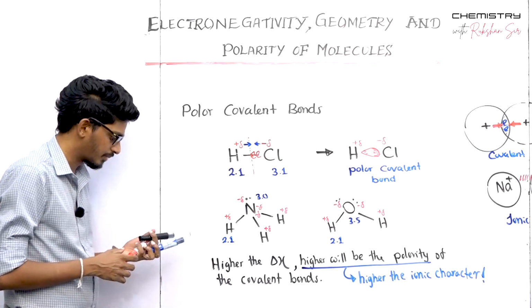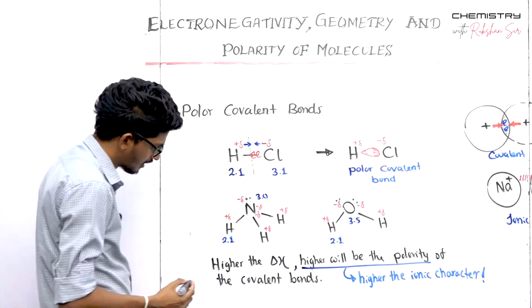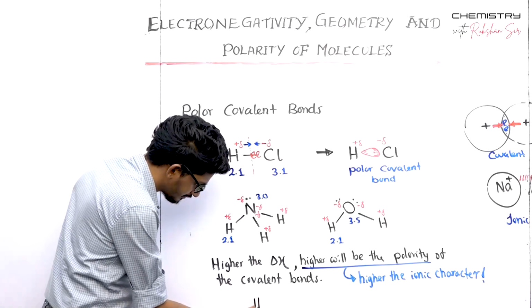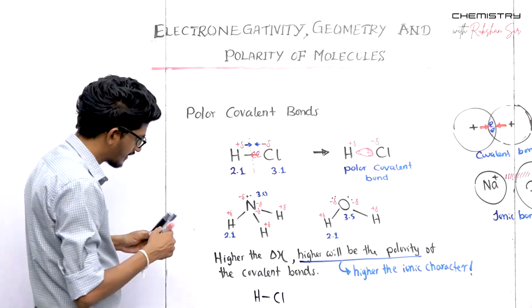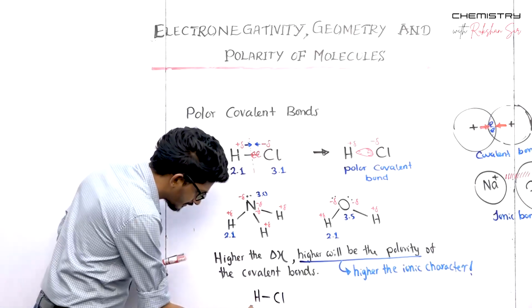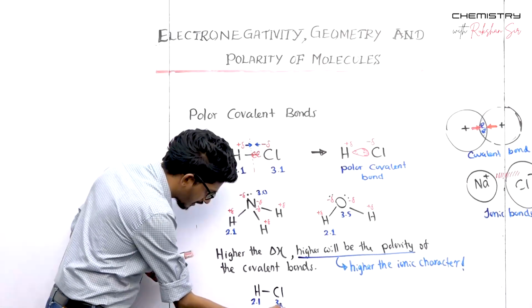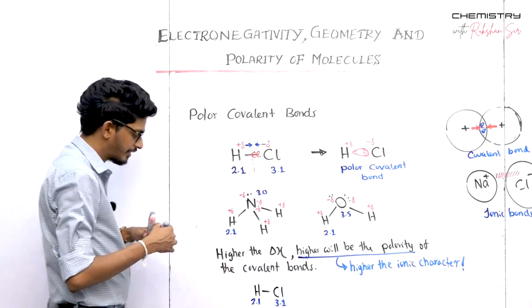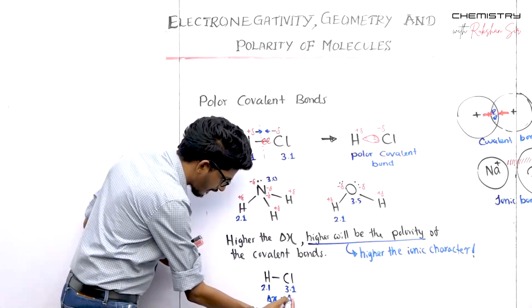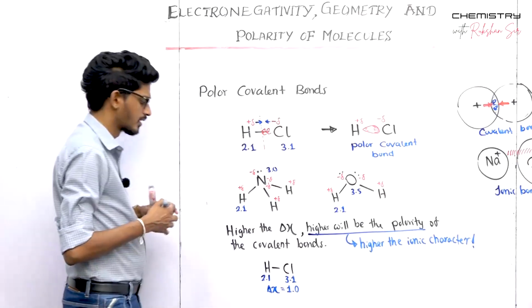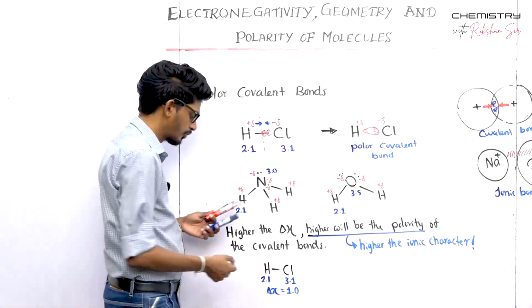If you need an example, we can write it like this. When it comes to HCl, what is the difference? This is 2.1 and this is 3.1. So the difference, the delta x, can be written as 1 unit: 3.1 minus 2.1.